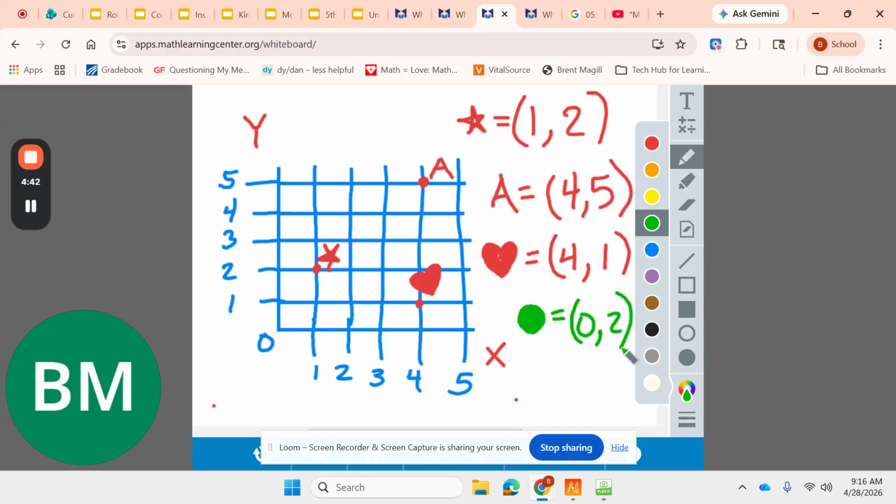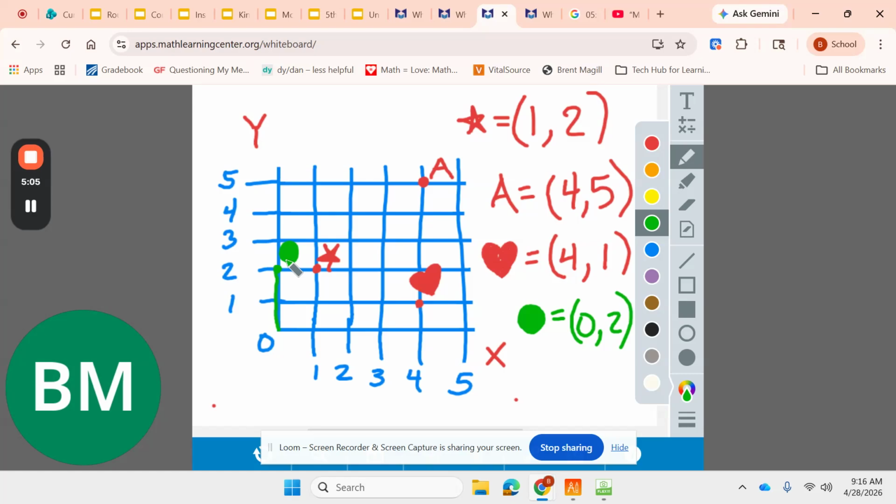So for this one, because it starts at 0, it doesn't go over at all on the x-axis, and then it just goes up to 2. So this would be where the point is. The green circle would be about right there. Okay, 0, 2. Sometimes you'll have that as well.